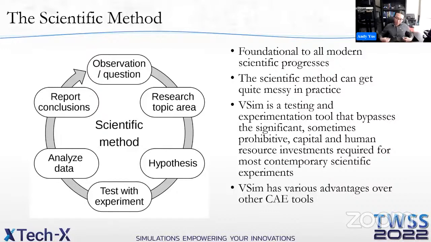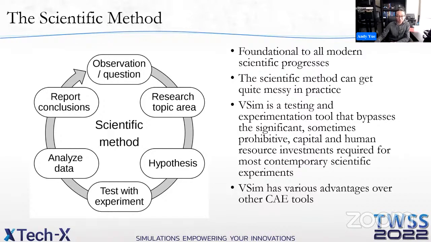Now, contemporary computer-aided engineering, or CAE as people call it, these tools have matured to a point that the results they produce are widely regarded as data. Of course, everything ultimately needs to be verified by physical experiments, but physical experiments are not always feasible due to various constraints, especially in an early stage of research. VSIM as a CAE tool is essentially a testing and experimentation tool, which is useful for both experimentalists and theorists.